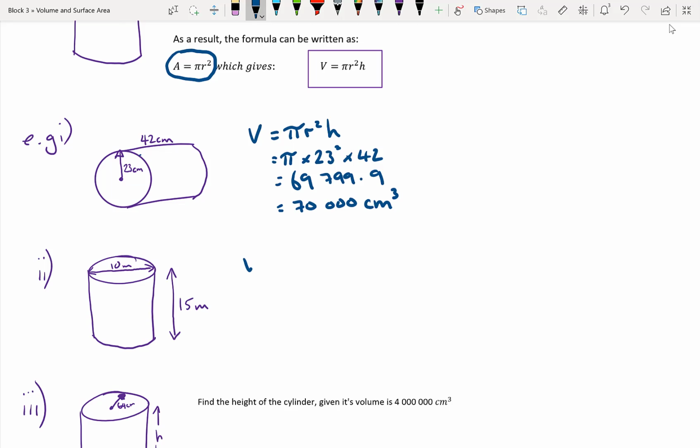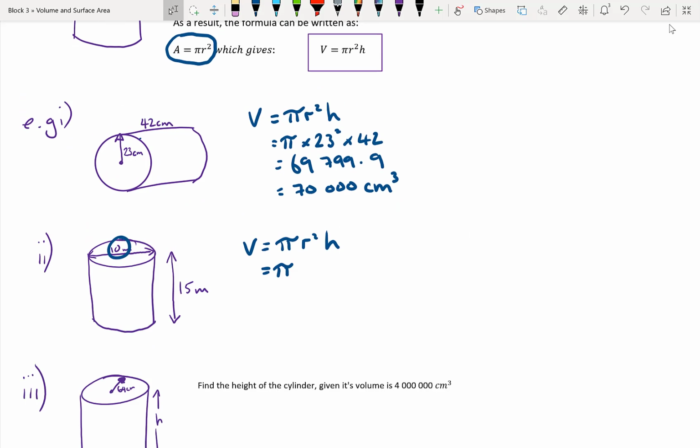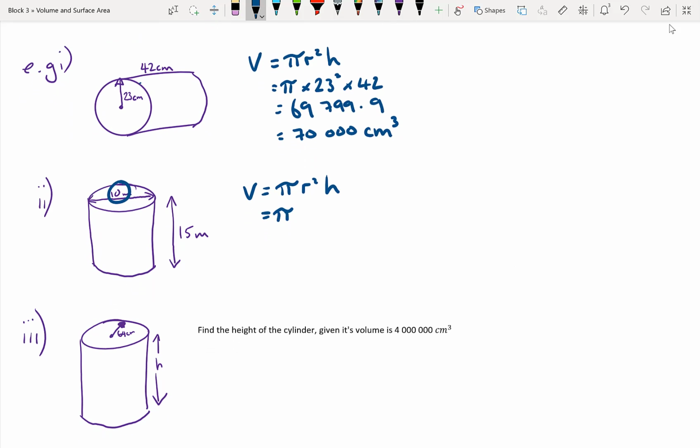So, second example, volume is still equal to pi r squared h. This time though, I don't have the radius, I've got the diameter. So I've got pi times, but this time I don't have 10 squared. I need to remember to halve that, so I've got 5 squared times 15. So pi times 5 squared times 15.